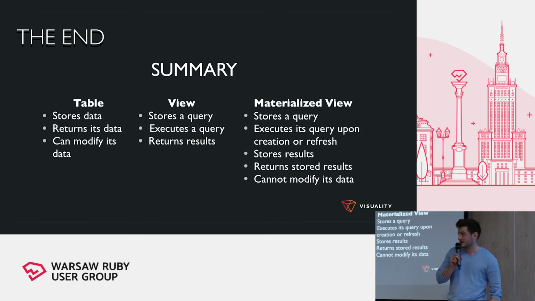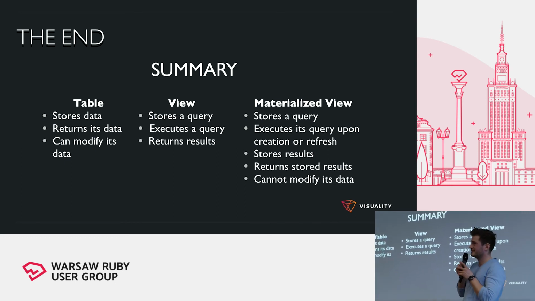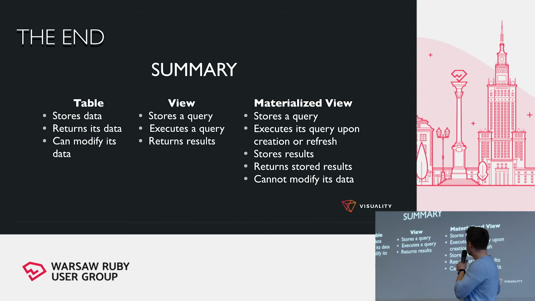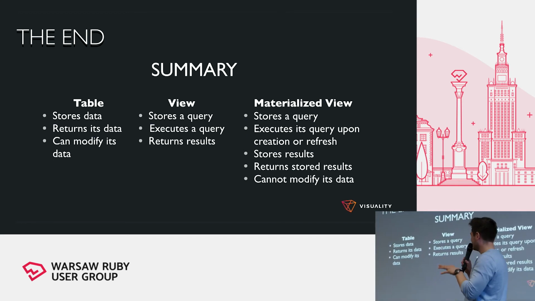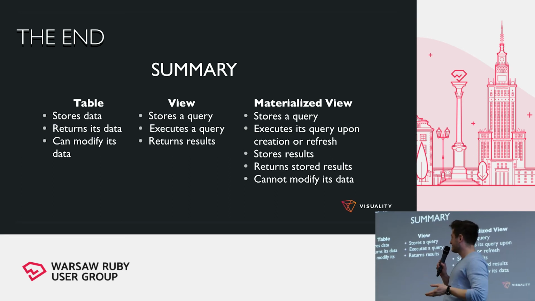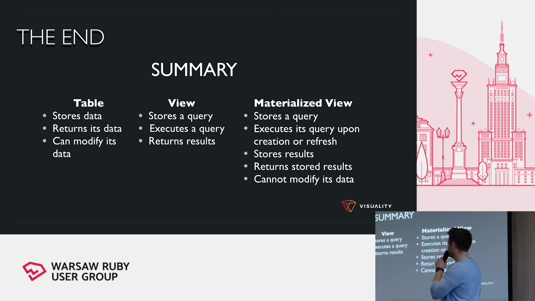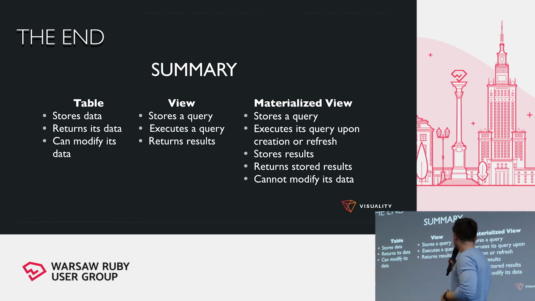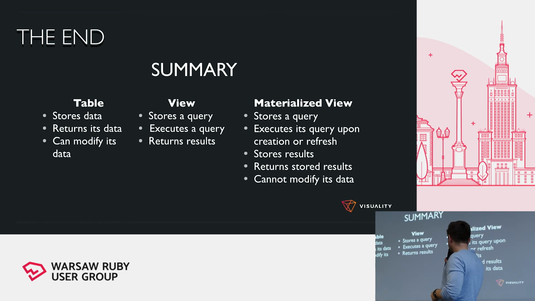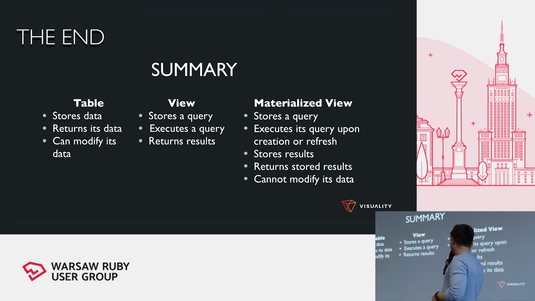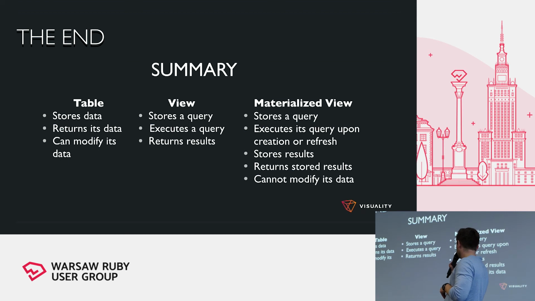As a summary, some people ask why not use a table or a view, since a materialized view is something between the two. A table stores the data, returns the data, and can modify its data. A view stores a query, executes the query, and returns results. A materialized view is neither: it stores a query and stores the results, but it cannot modify its data, and it returns stored results. So it's pretty similar to a table here.